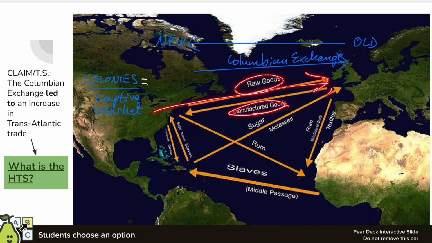They send their raw goods over to the mother country, and then the mother country sells them manufactured goods at a higher rate. Now, what do we call that economic policy where the purpose of the colonies is to make money for the mother country?